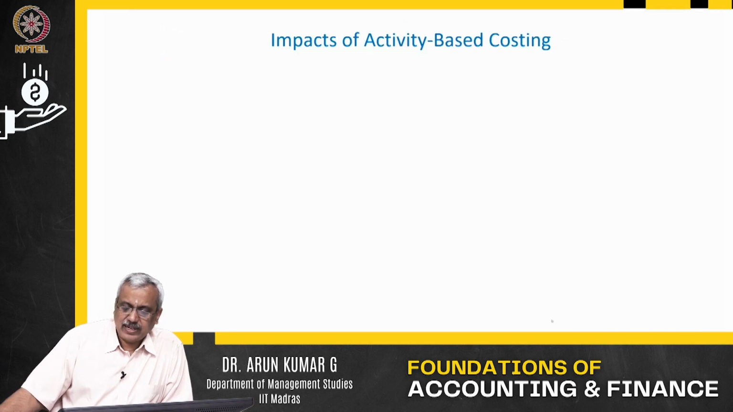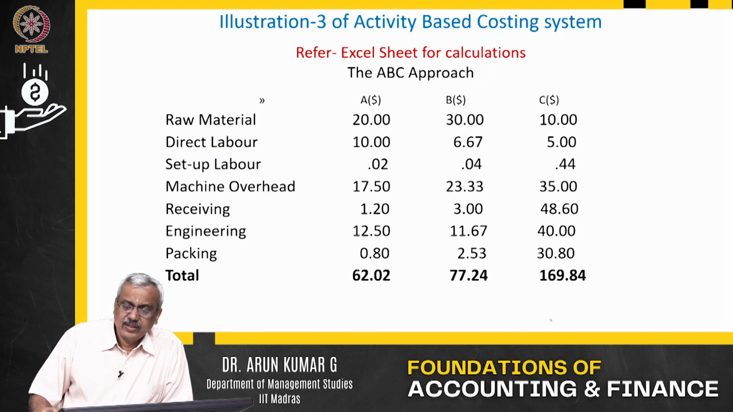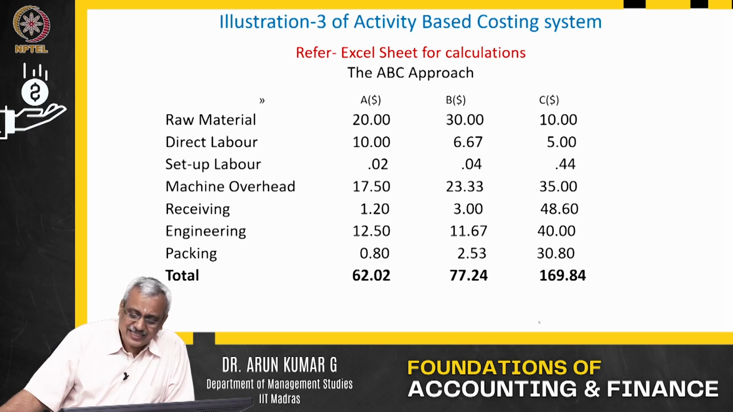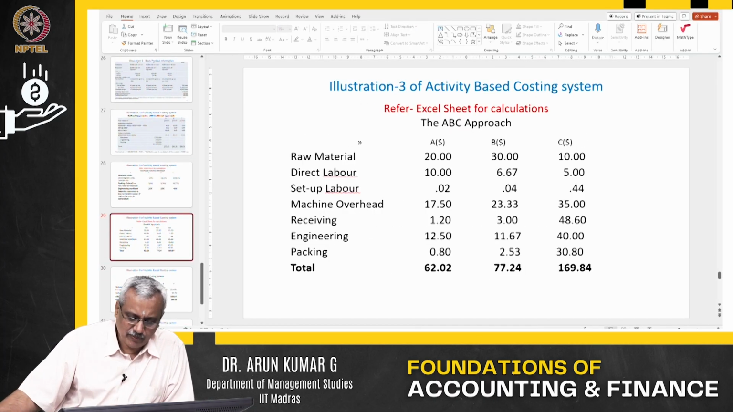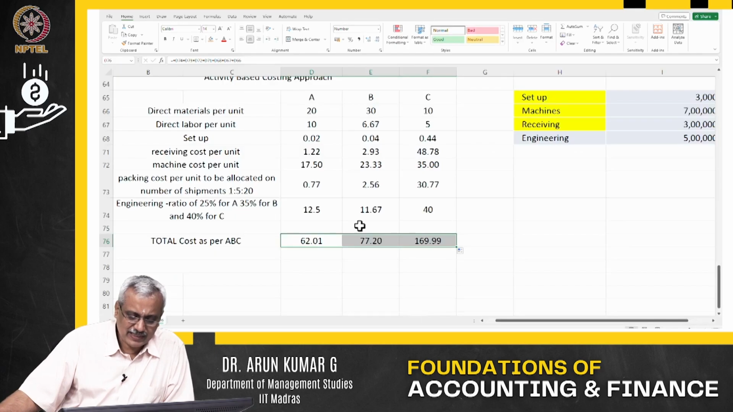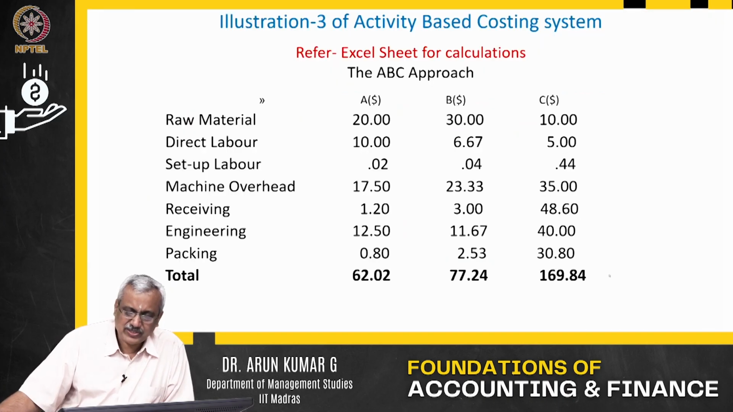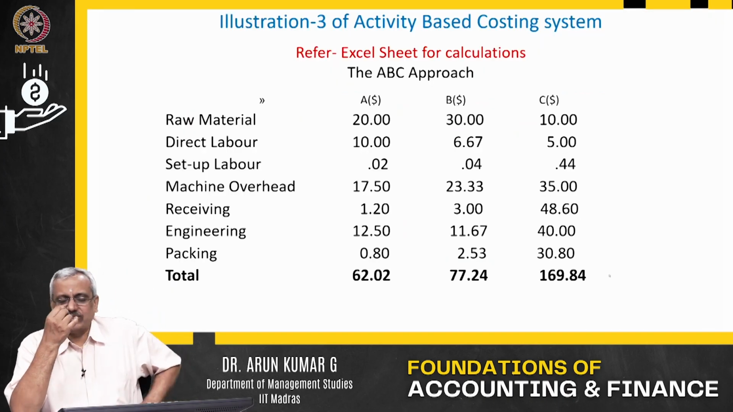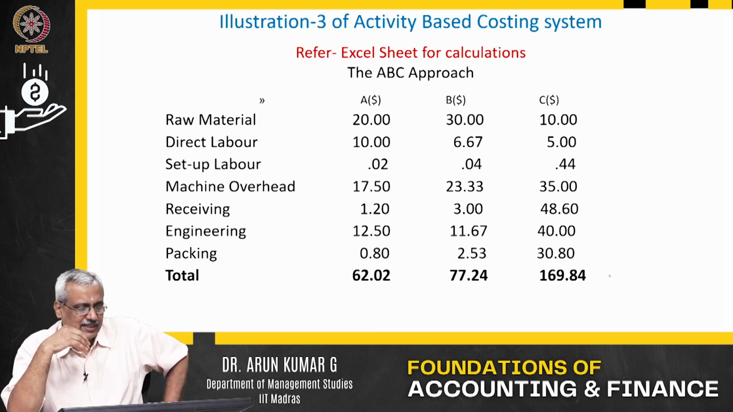Let me go back to my slides now. We did all this, and that is what I have done. There is a very minute decimal difference: 169.84 and 77.24 here, whereas my Excel sheet has 77.20 and 169.99. Please bear with me on the decimal difference, because here I round it off and put it on the Excel sheet and so on.